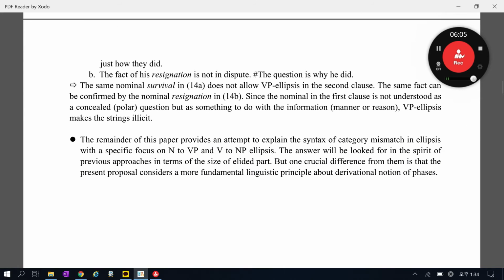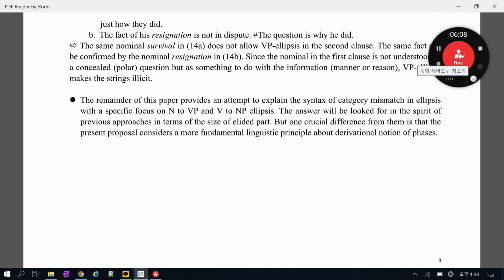Okay, the remaining part of this paper provides an attempt to explain the syntax of category mismatch in ellipsis with a specific focus on N to VP and V to NP ellipsis. The answer will be looked for in the spirit of previous approaches in terms of the size of the elided part, but one crucial difference from them is that the present proposal considers a more fundamental linguistic principle about the derivational notion of phases.